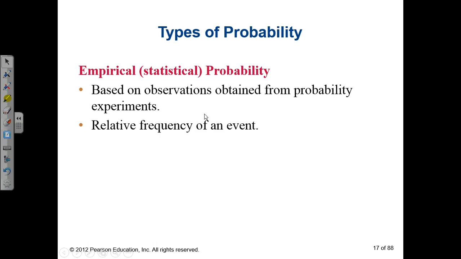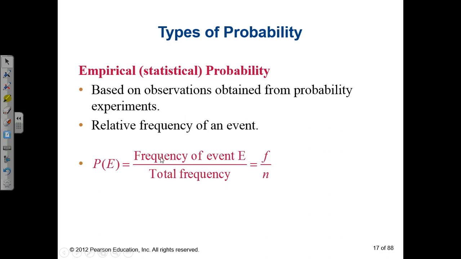But it's based on the relative frequency of the event, which is the frequency of the event E divided by the total frequency of the number of times we do this experiment. There's certain things that we just don't know. If I asked you what's the probability of getting hit by lightning in the state of Florida, you would have to observe.